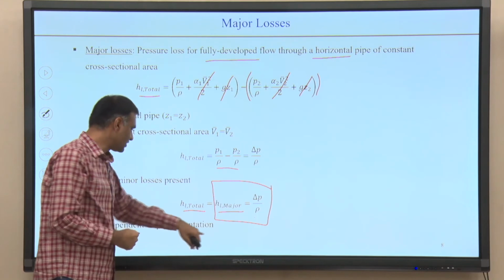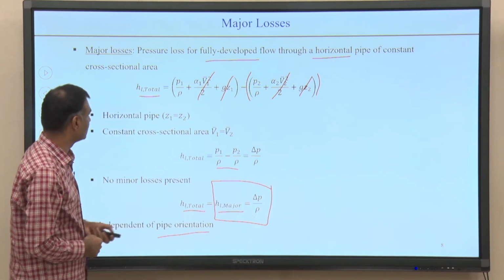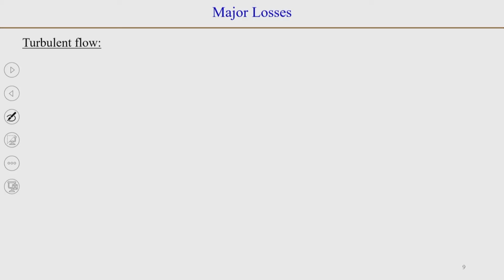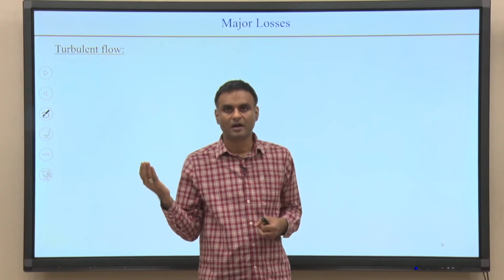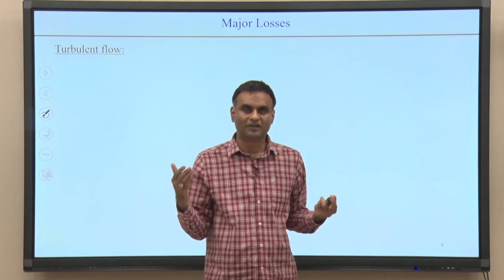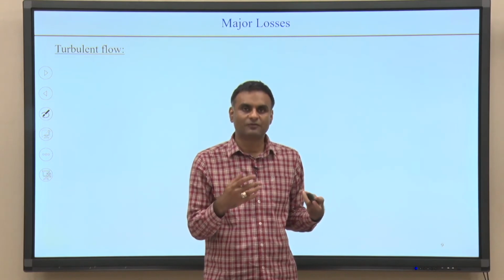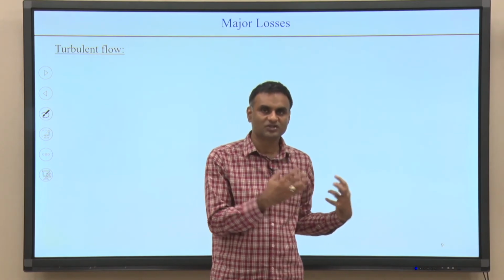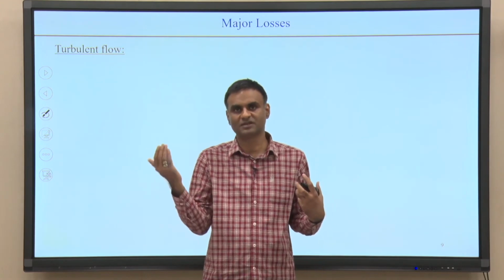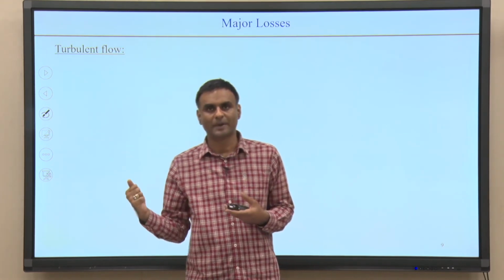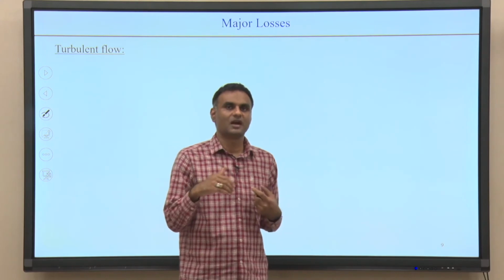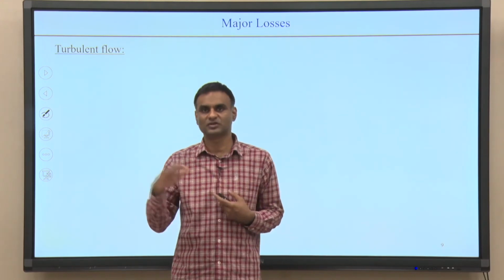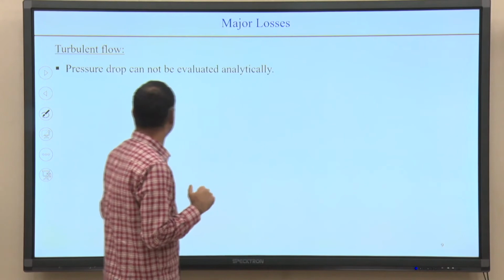So, the major losses do not depend on the pipe orientation. Now, we know that if the flow is laminar, the pipe is of constant cross-sectional area, and the flow is fully developed, then in laminar flow we can calculate the major loss. We have the Hagen-Poiseuille equation, so we will be able to do that. But what we still do not know is how to do it for turbulent flows. So, let us discuss turbulent flow.